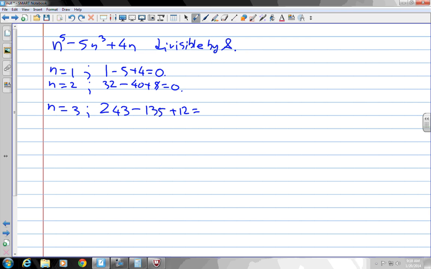So that comes down to be 120. Is that right? Yeah. And 120 is divisible by 8. 15 times 8 is 120, right? So that's our base case. Sometimes it might take you a few steps, but this is the base case.